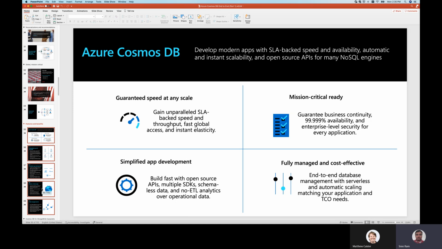And also in a minute, we will be seeing how we can actually perform the app development using several APIs and SDKs and what we should be doing in order to achieve the simplified app development. And last but not least, it's a fully managed platform as a service solution.